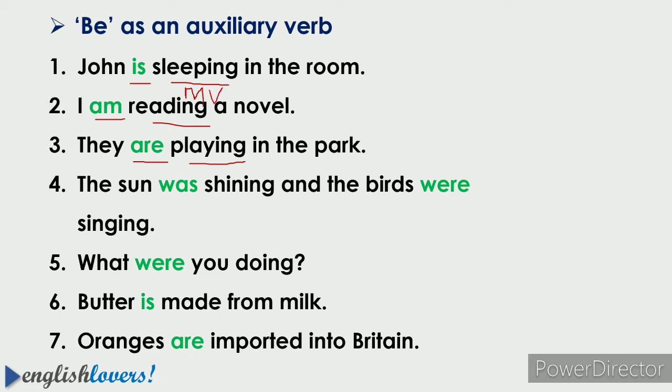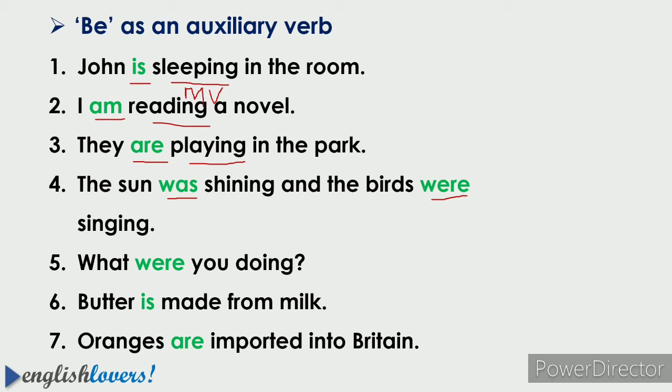In the third sentence playing is the main verb, and is in the first, am in the second, and are in the third function as an auxiliary verb or helping verb. These three sentences are in present progressive tense. Now see the next two sentences. The sun was shining and the birds were singing. This sentence is in past continuous or past progressive because here the past forms of the be verb, was and were, are used.